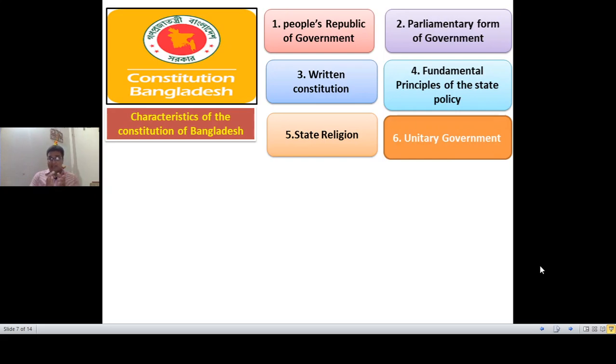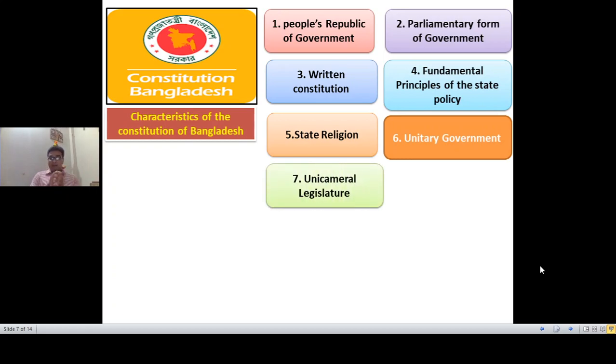Next characteristic is unitary government. I think you know all about unitary government. Unitary government is such a government where all of the powers of the government are practiced, are imposed from the central government. Okay, and this is ensured by our constitution. So this is one of the characteristics of the constitution of Bangladesh.